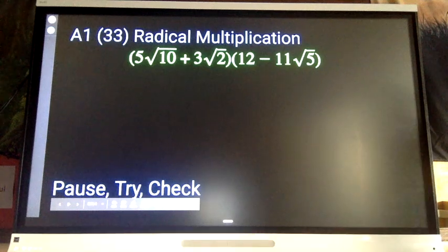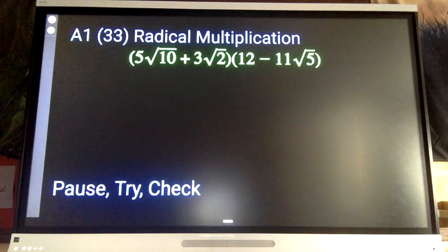Hit pause, try it, see what you can do with it. Unpause, check your answer.